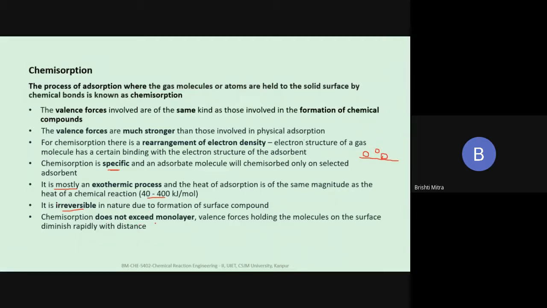And chemisorption does not exceed monolayer. That means if you have a surface like this, the maximum chemisorbed species that is possible is when they have a layer on top of it, forming a single layer on the surface. Here we will never have the formation of a multi-layer. The valence forces holding the molecules on the surface diminish with distance. As we go higher up and away from the surface, these forces go down, and hence the material cannot get adsorbed on the surface. So these are the essential properties of what is called chemisorption.